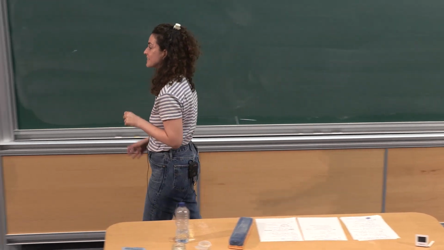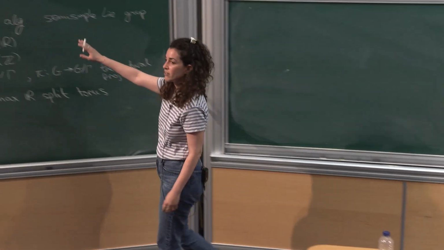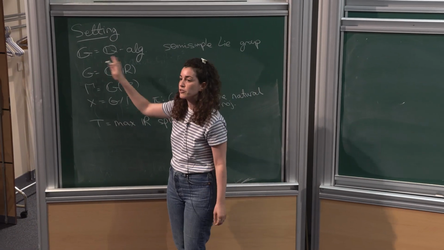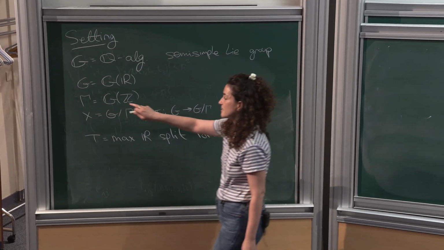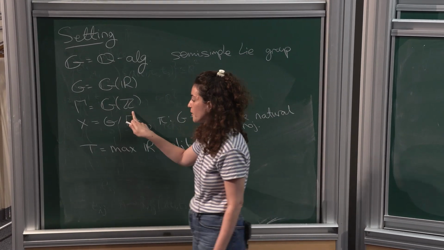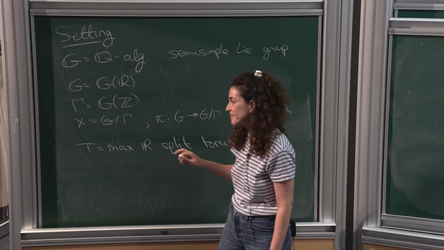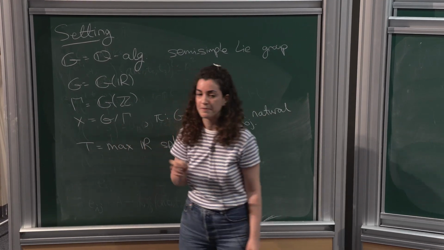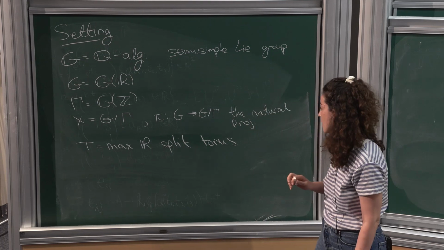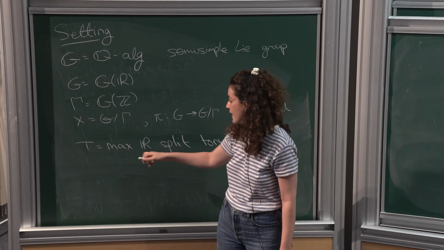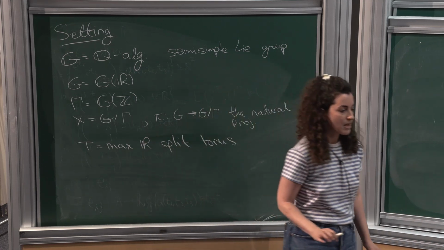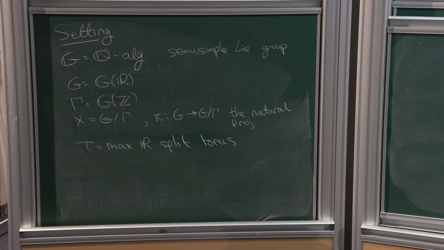Okay, so the last time we saw, let me just recall the setting. It's written here, but we have some Q-algebraic semi-simple Lie group G, its real points G, and gamma its integer points, so we get a lattice as we saw last time. And so G mod gamma is some finite volume space. We will be interested in G mod gamma which is not compact, and T is the maximal R-split torus. And last time we saw some scenarios in which we can find non-obvious diverging orbits.